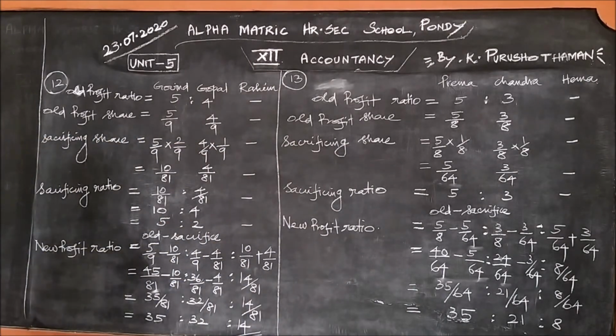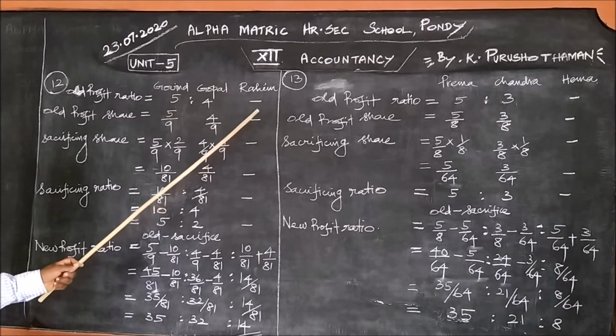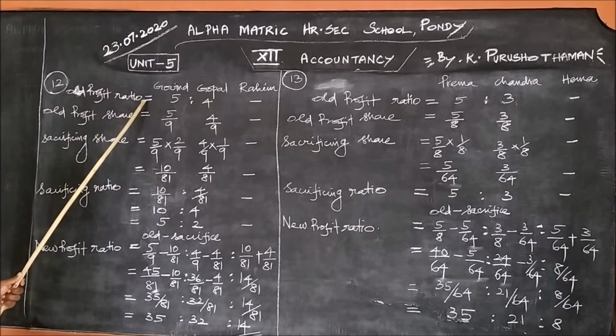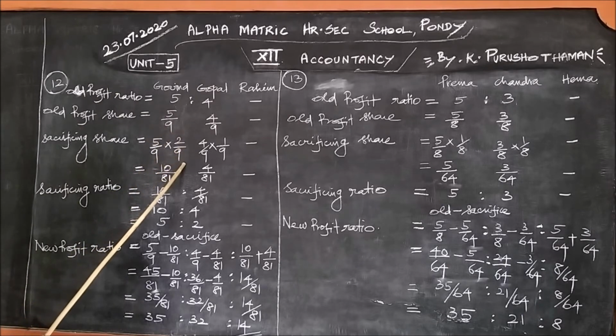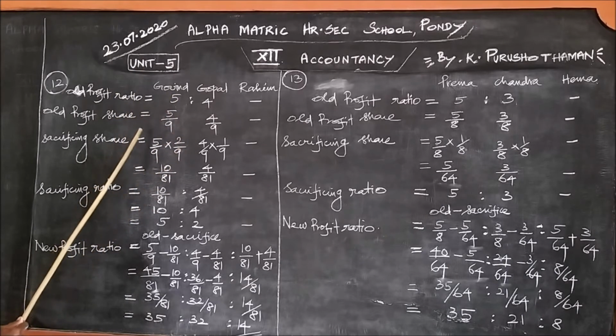There is some speciality in this problem, so listen very carefully. There are three partners, Govind, Gopal and Rahim. Rahim is the newly admitted partner. The old partners are Govind and Gopal, and their ratio is 5 is to 4. Therefore, we can write 5 by 9, 4 by 9. There is a condition for how these two partners sacrifice their share to Rahim. Govind is sacrificing 2 by 9 of his share, 5 by 9.